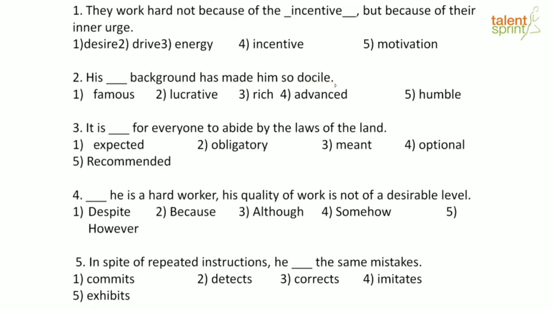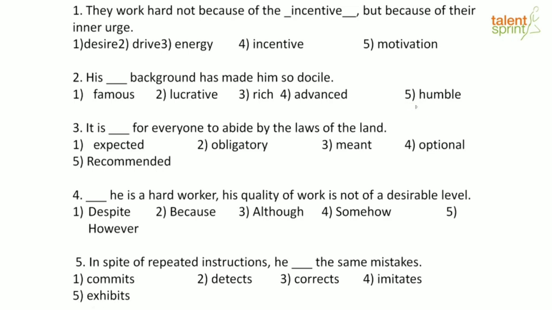There is another word in the context helping you identify the answer option. So his what background has made him so docile? So I have to look for a word that brings in the same meaning as docile, because docile is backing up the answer option, right? Having said that, from our options, we know that the answer is option 5, humble.